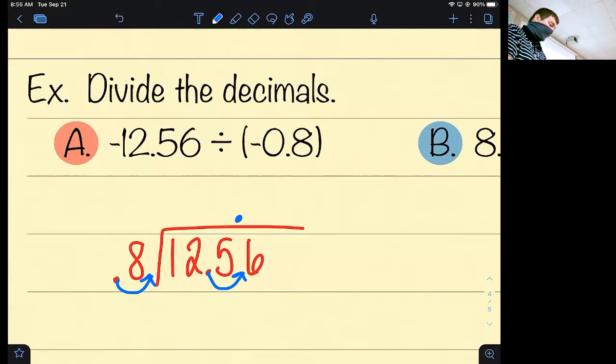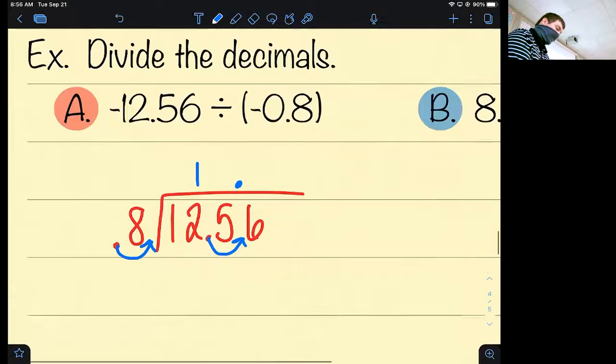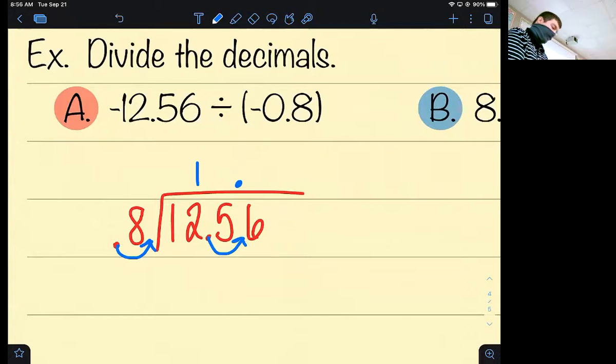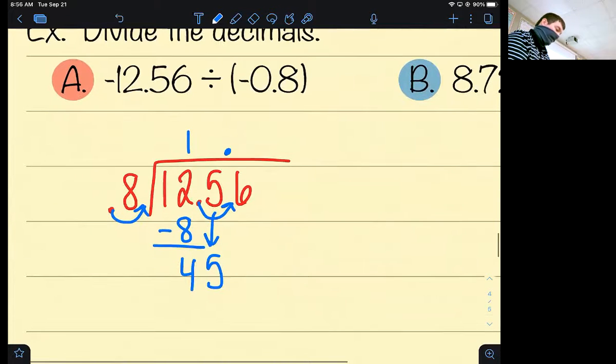How many times does 8 go into 1? Doesn't? Okay. How many times does 8 go into 12? Put the 1 above the 2 in the 12, because it didn't go into 1, but it went into 12. And we're going to subtract. 12 minus 8 is what? 4. Drop down the next digit. How many times does 8 go into 45? Okay. What is 8 times 5?